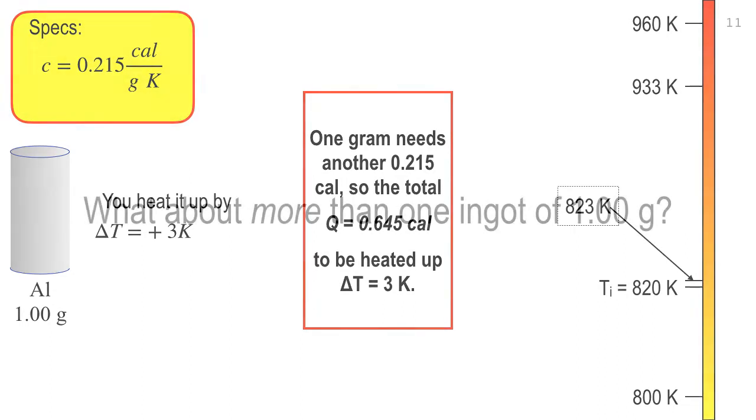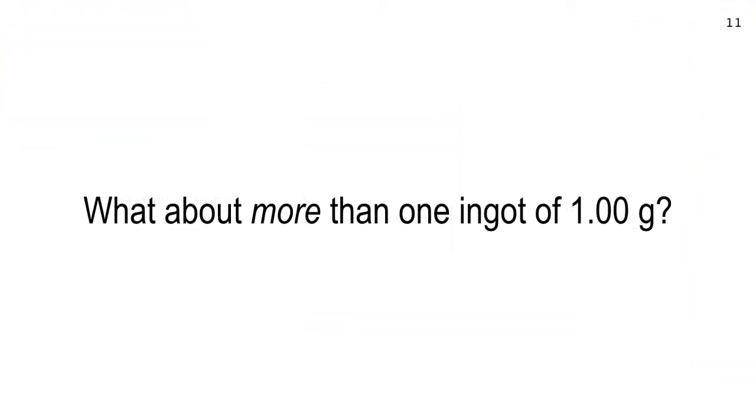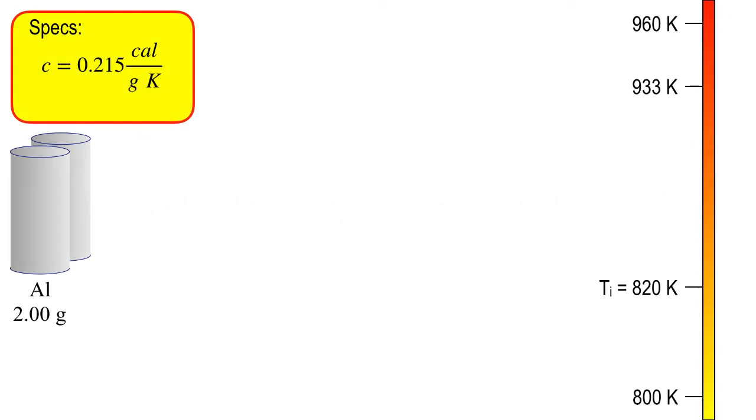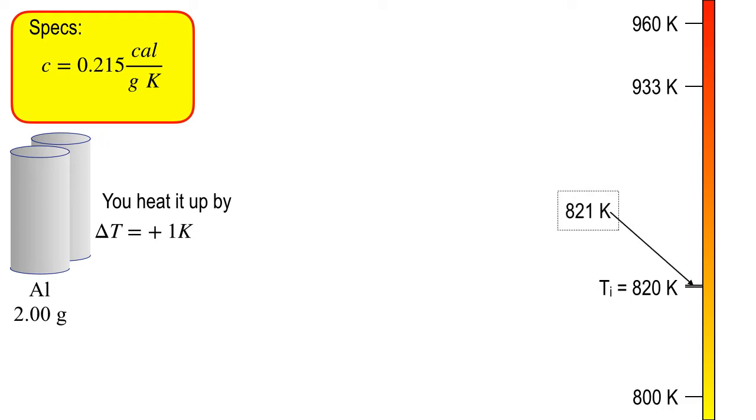Now, what if you have more than one ingot? How do you handle that? Well, it's not too bodacious. Let's take a look. Here's two ingots. Now your total is 2 grams. All right, and let's say that, starting at good old 820 Kelvin, you want to inch it up 1 Kelvin to 821. Here it is, measured precisely.